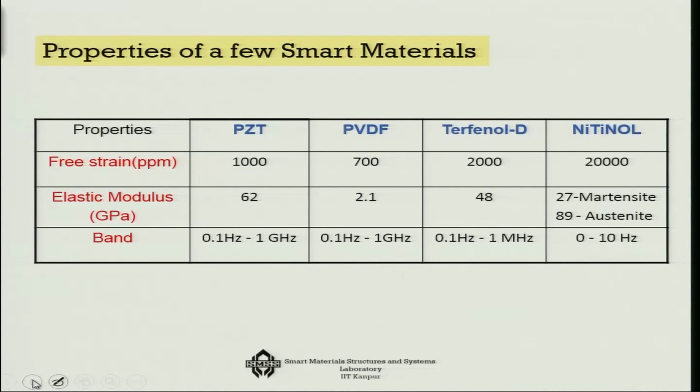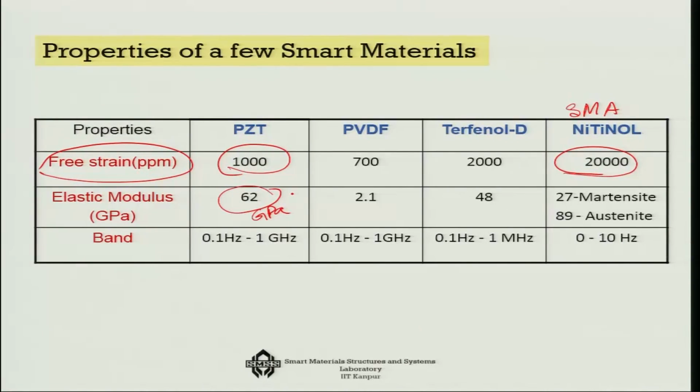Just for comparison, properties of a few smart materials. One important property is the free strain. That means how much deformation happens if it is not loaded. Piezoelectric material, you get something like 1000 parts per million, and which can go as high as 20,000 for shape memory alloys like nitinol. Elastic modulus, on the other hand, is about 62 gigapascal for the piezoelectric material, and for the shape memory material it varies between 27 to 89. PVDF is the lowest one, it is very soft. Terfenol-D is somewhere in the middle.